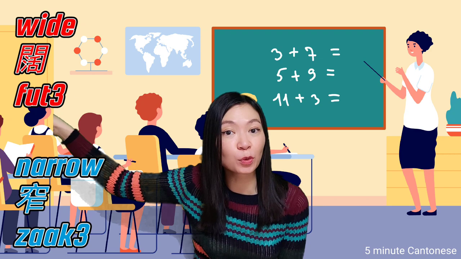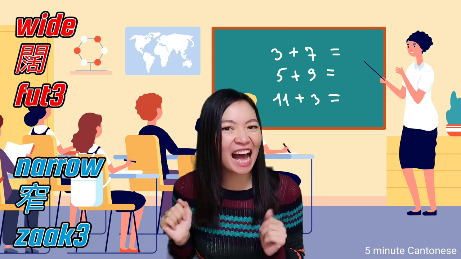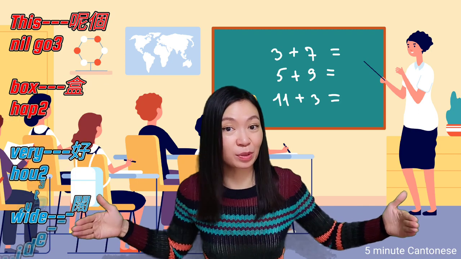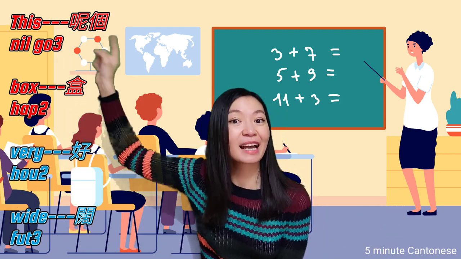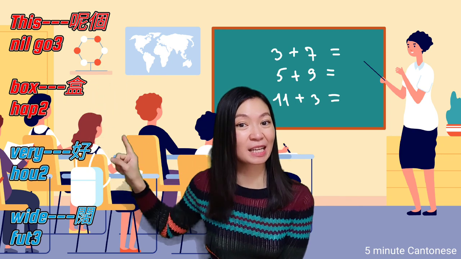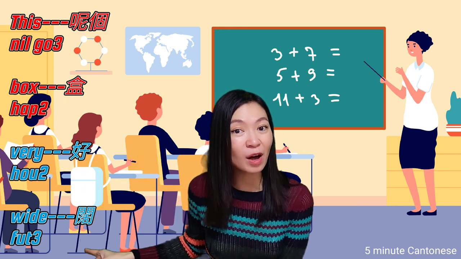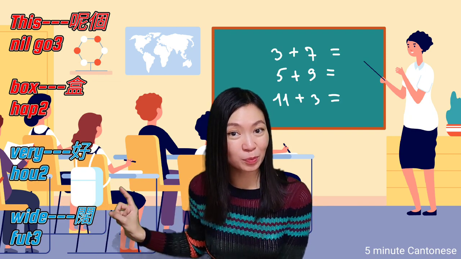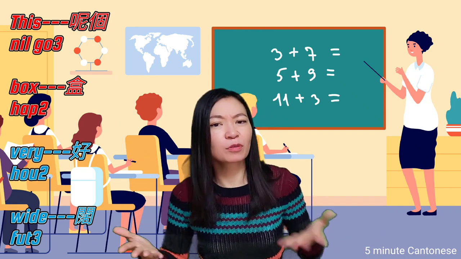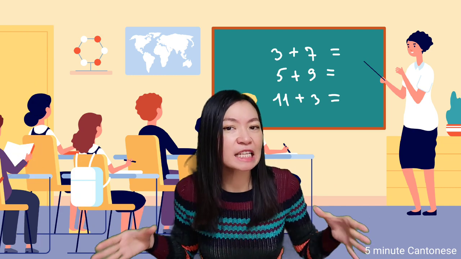Wide, 阔, narrow, 窄. How about this box is very wide? This box, 你个, the quantifier for the box is 个, and then box, 盒, very wide, 好阔, 你个盒好阔. Now, for example, you want to put something in the box, but it's not wide enough to fit.